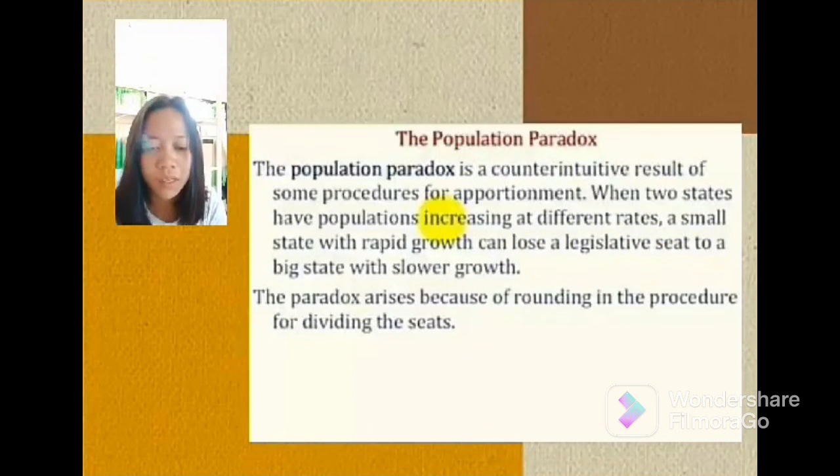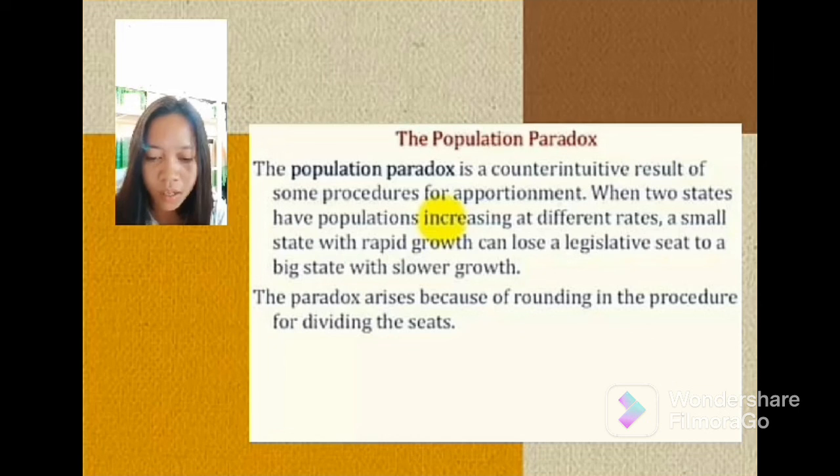Population paradox. The population paradox is a counterintuitive result of some procedures for apportionment when two states have populations increasing at different rates. A small state with rapid growth can lose a legislative seat to a big state with slower growth. The paradox arises because of rounding in the procedure for dividing the seats.